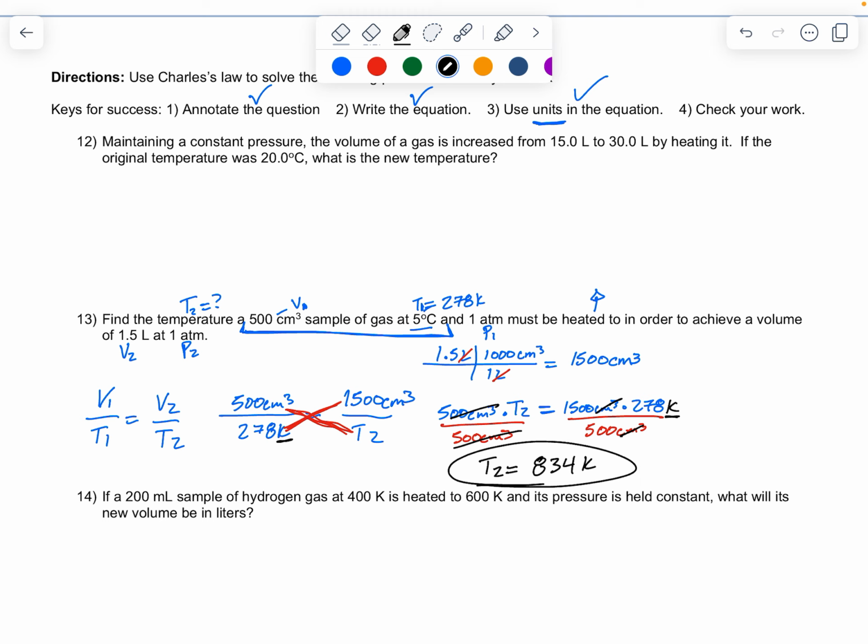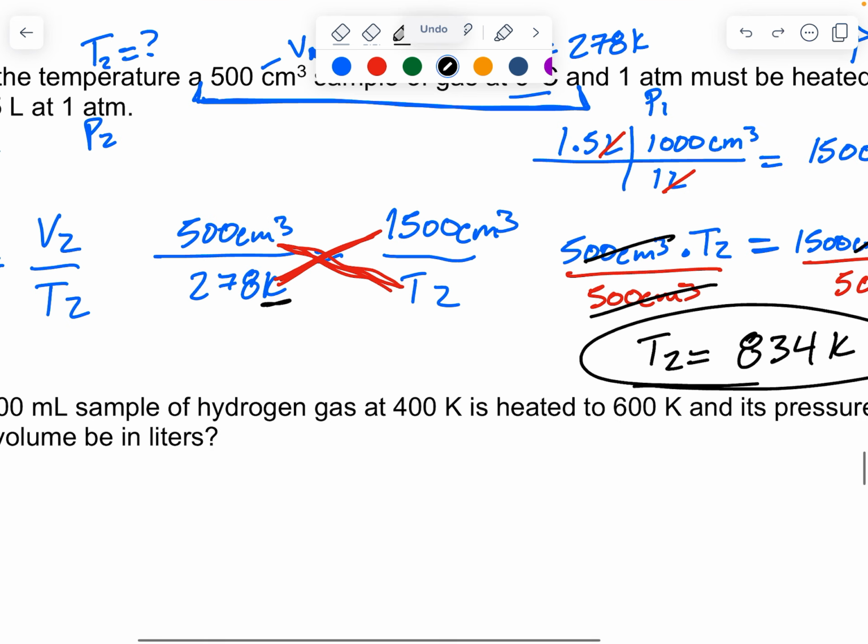How do I double, triple, quadruple check? Well, plug that number back in. So what we should see is 500 divided by 278, I got 1.79, so 1.8 approximately. And then I'm going to take the 1500 divided by 834, and I got the same number. So if I plug these in, this is about 1.8 on this side, and then if I plug in that value right there, it's going to be equal to about 1.8 over here. I plugged it back in.